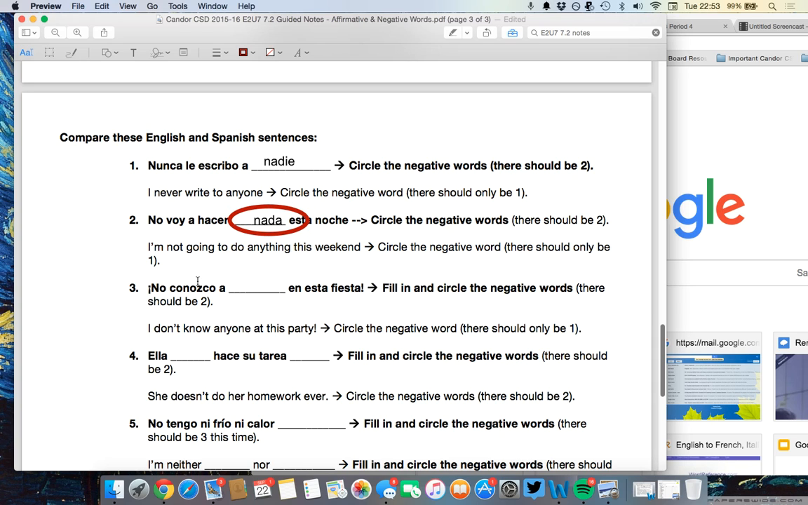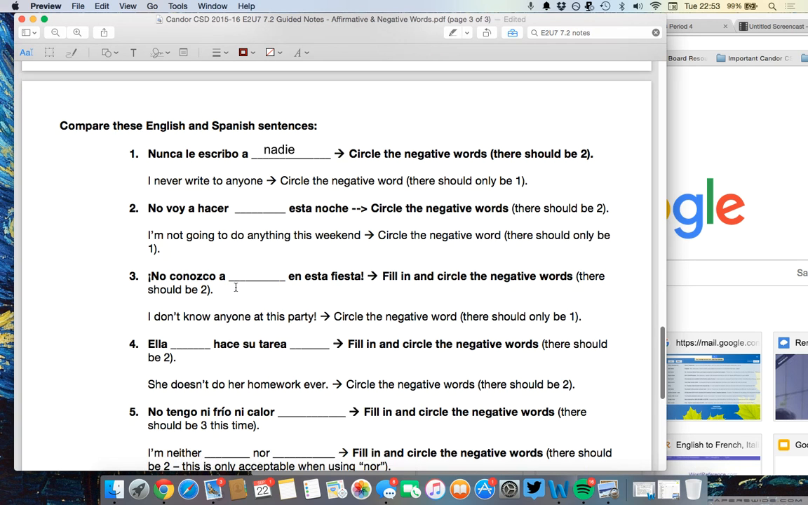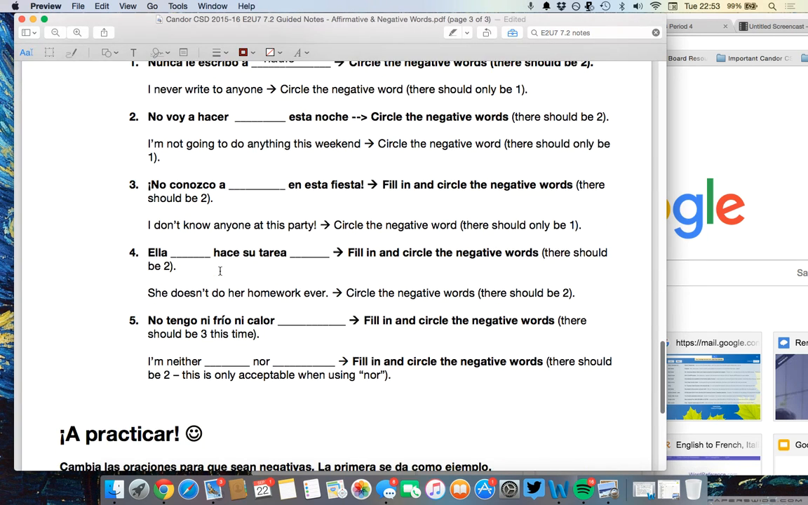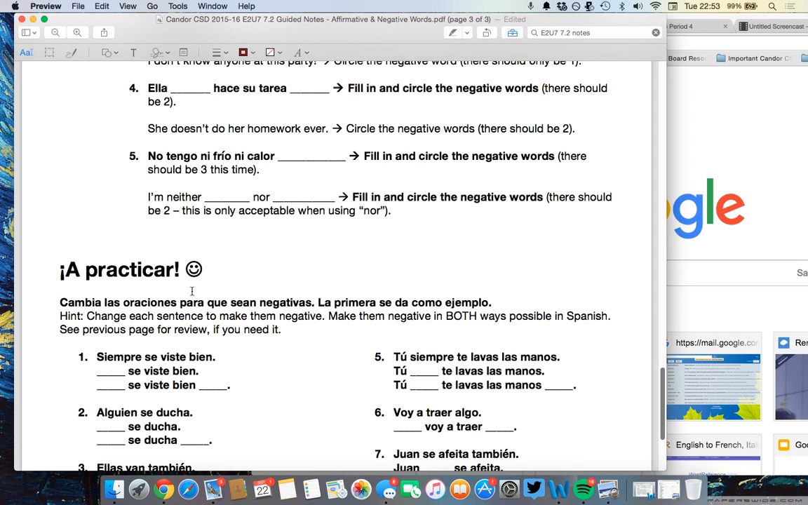Okay. Número 3. No conozco a blank en esta fiesta. Look at the English for a hint. I don't know anybody at this party. I don't know nobody at this party. Okay. These ones, 4 and just 4. You have to have 2 of them. Okay. And number 5. No tengo ni frío ni calor. Okay. Well, the 2 ni's are the first 2 negatives, and the last one you're gonna have to figure out what that might be too.